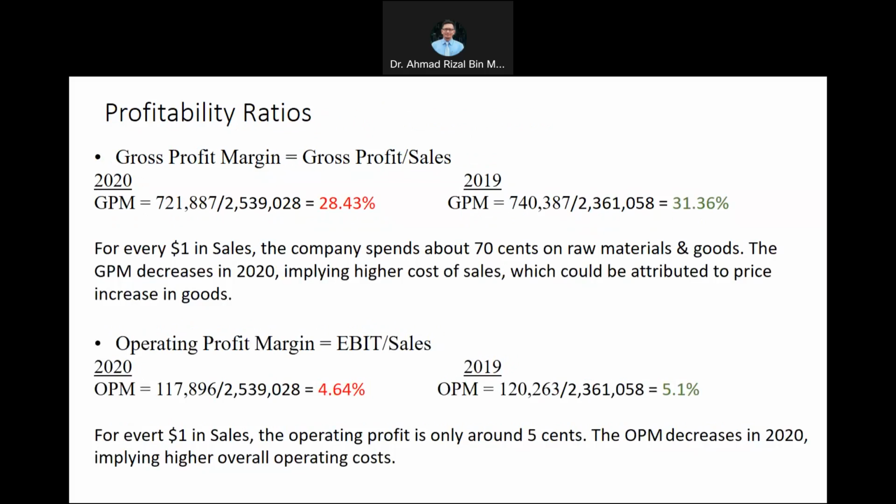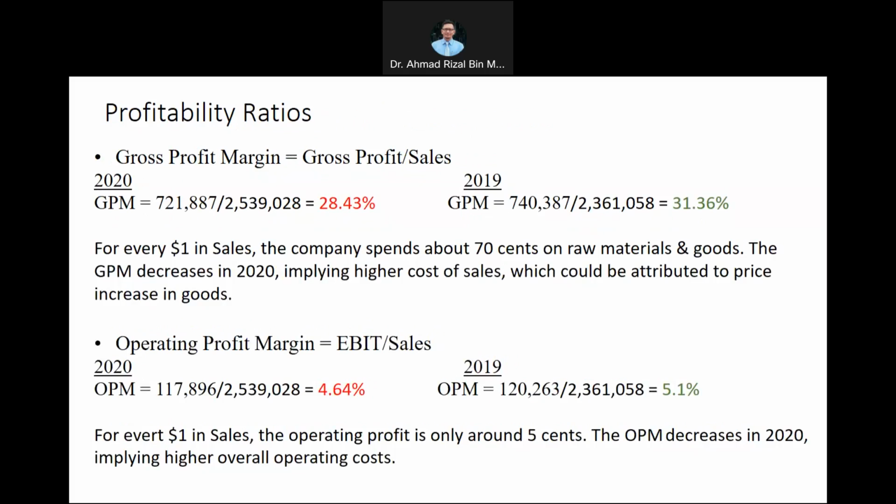Right. Number four, the fourth category is the profitability ratios. This is the most famous. Normally, when people talk about financial ratios, they straight away jump to the profitability ratios. Whereas in reality, as you have seen, there are other categories which are important as well, not just profitability.